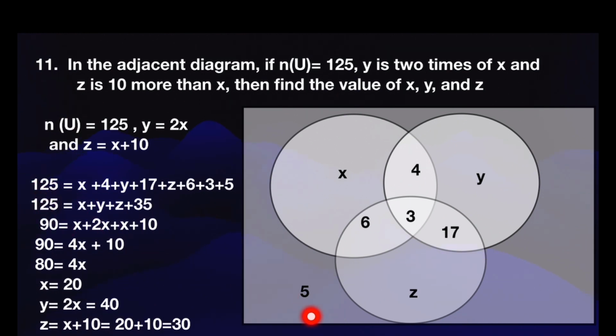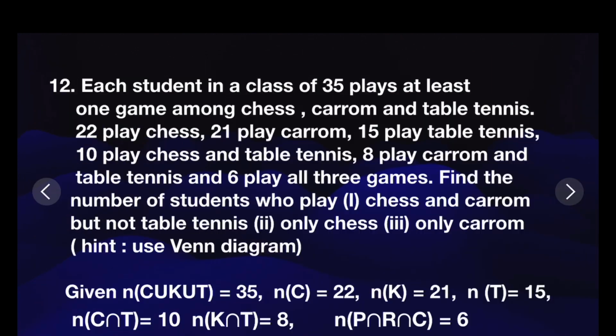This total is equal to, add up all these numbers. 125 is equal to 5 plus x plus 4 plus y plus 6 plus 3 plus 17 plus z. So you simplify it, you will get something like this, and then here put the values of y. y is equal to 2x and z is equal to x plus 10. So you will get this. Evaluate, you will get the value of x. Again put the value of x here, you will get the value of y. Put the value of x here, you will get the value of z, and that will be your answer.